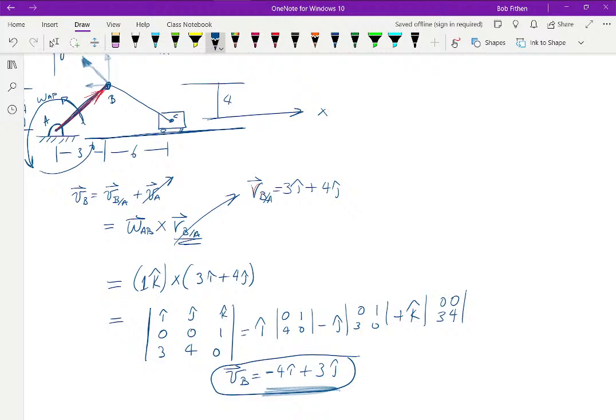Now, the next step is running down the link. This whole equation occurred because you were on one link and moving to the other.